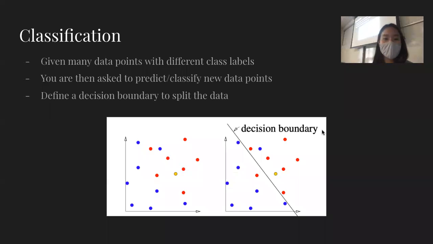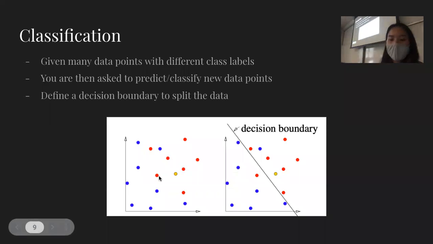Okay, and then for the other type of supervised learning, we have classification. Given many data points with different class labels, you want to be able to classify a new data point. So if you see in the diagram below, if you have a bunch of data points, half of them are red, half of them are blue, you want to be able to predict, should this yellow point be part of the red group or the blue group? Just from looking at it, we can think it should probably be red since most of the points around it are red.